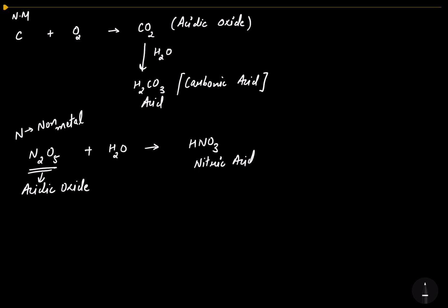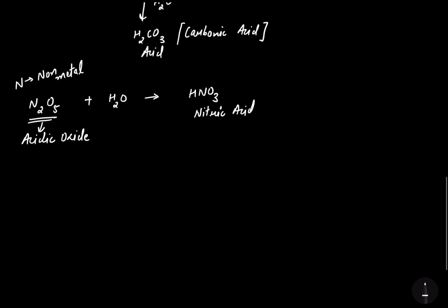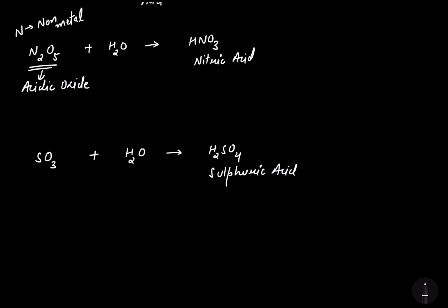Let me take an example of another non-metal oxide, that's sulfur. I'm taking the example sulfur trioxide. The sulfur trioxide on reaction with water forms H2SO4, that's sulfuric acid. So sulfur trioxide on reaction with water has formed sulfuric acid, so we can say that sulfur trioxide is also an acidic oxide.